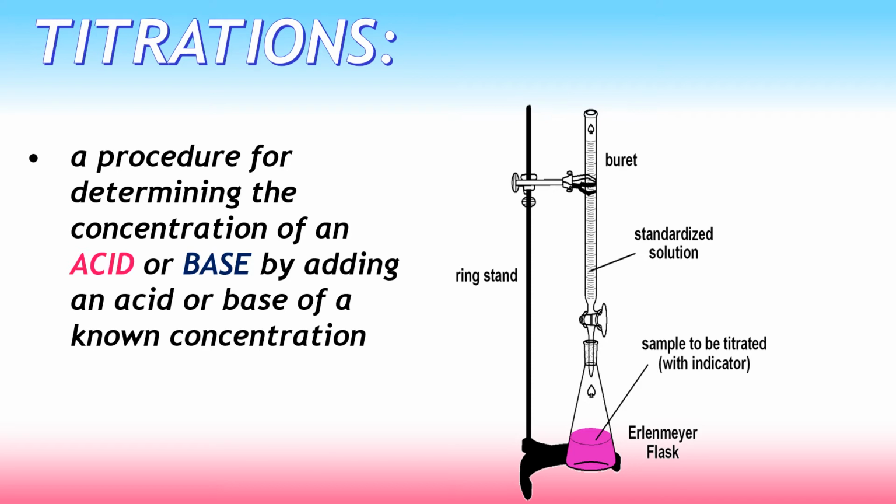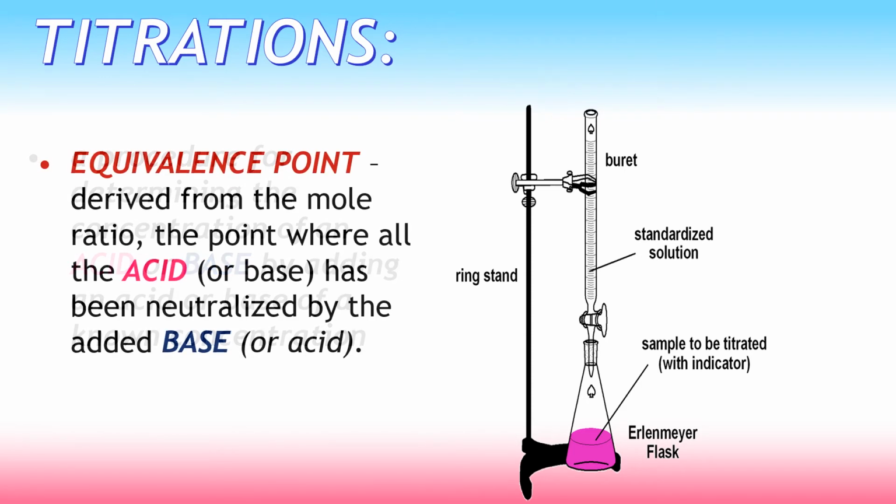And how do we do it? We add an acid or base of a known concentration. We will start at a certain point where they are not the same. There'll be an indicator in the flask or the beaker that's receiving drops of the oppositely charged solution, but they initially won't be balanced. We'll get this equivalence point from the mole ratio, and the goal is that we'll reach the point where all of the acid or the base has been neutralized by all the base or acid which we add.